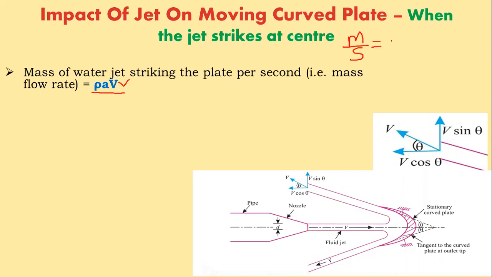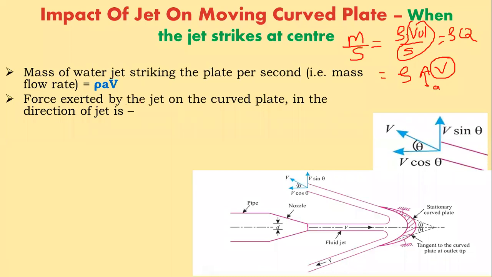Mass per second: mass is nothing but rho into volume, that is density into volume per second. And volume per second is nothing but discharge, so it will be rho into Q, discharge. Another formula of discharge is area into velocity. Here V is the velocity of the jet, A is the area of the jet, given as small a. So the formula for mass of water jet striking the plate per second is rho A V.